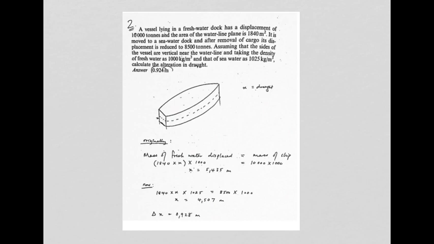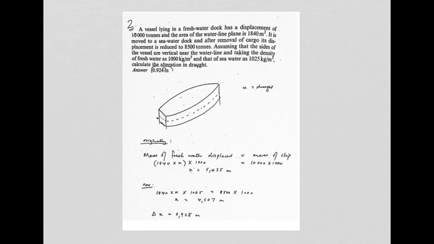Anyway, in this case, they say the area of the water line is 1840 square meters, and it's not necessarily rectangular, it might be this shape here. It is moved to a seawater dock, and after removal of cargo, its displacement is reduced to 8,500 tons. They took off some cargo and it rose up slightly in the water. Assuming the sides of the vessel are vertical near the waterline, that's important, so that the area of the waterline doesn't change as it rises and falls for the sake of this problem.